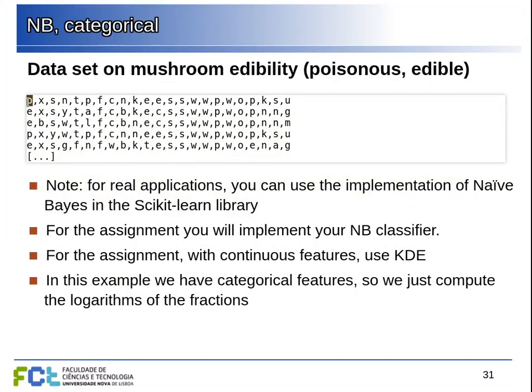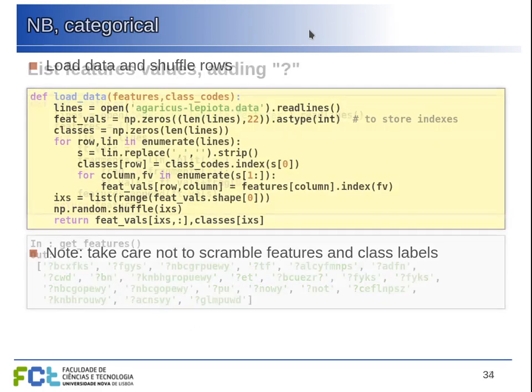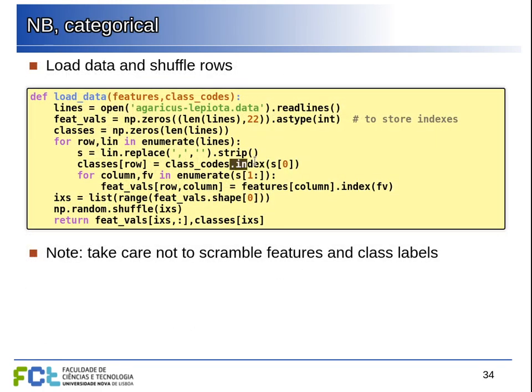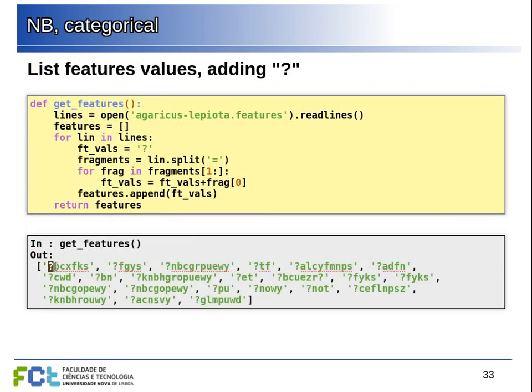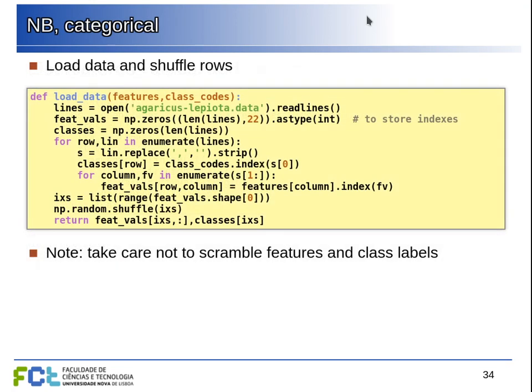We have the classes here, poisonous and edible. We are going also to assign them values 0 and 1, and we have all of these features which are letters here, but we are going to convert them into the index of each letter in these strings that we have here. So we convert everything into numbers, and we have everything into NumPy arrays.